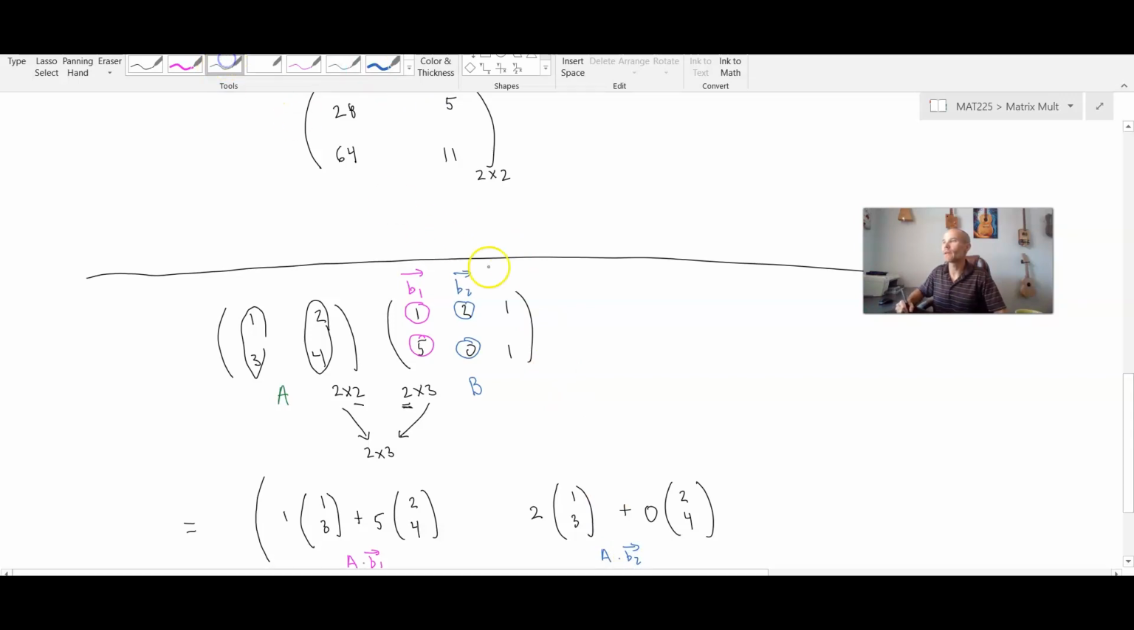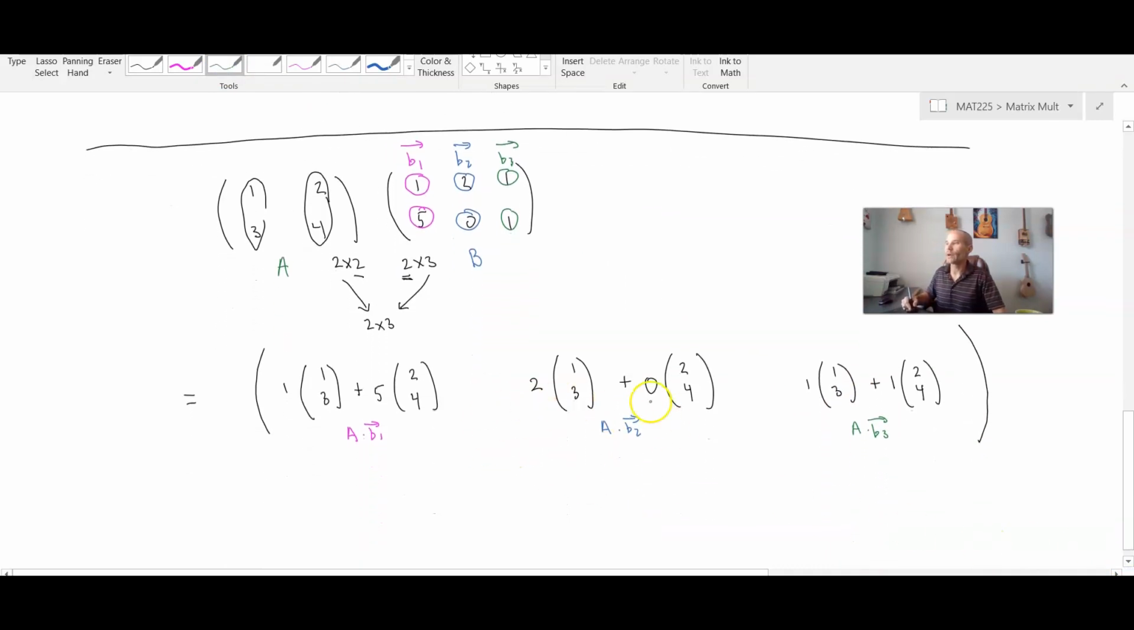Finally, we'll go ahead and do the same thing for B3 because now we have a third column that also has elements which need to scale matrix A. And so I'll just leave myself enough space here to say this will be 1 times the vector 1, 3 plus 1 times the vector 2, 4. And that's it. So I'm going to go ahead and close this matrix. And this is going to be A times B3.